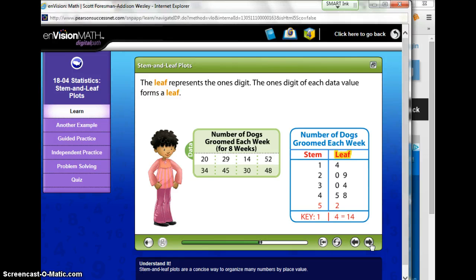The leaf actually represents the ones digits. The ones of each data form a leaf. So when you think of a plant, you know that the stem is the center, right? It's the most important part because if there were not a stem, you wouldn't have any leaves. So keys just help give you a visual how to read a stem and leaf plot. This key shows that 1 bar 4 means 14.